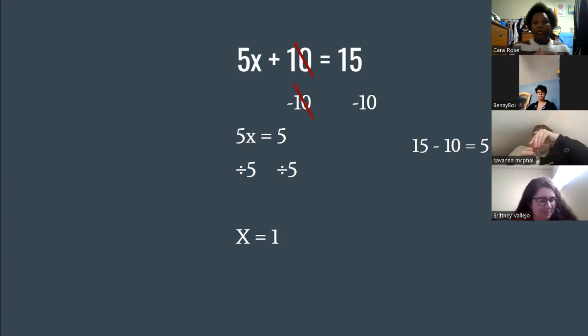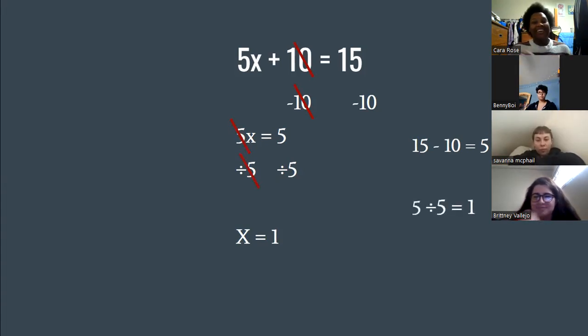Again, 5x would equal 5 times x. You would divide by 5 to get rid of the 5 on the left side of the equation. That also gets us 5 divided by 5, and a number divided by itself always equals 1, which would give us our final equation of x equals 1, which would be our final value. So I hope this helped.